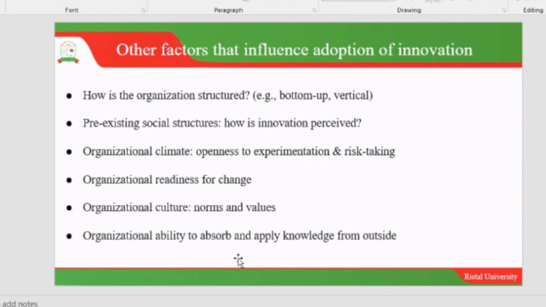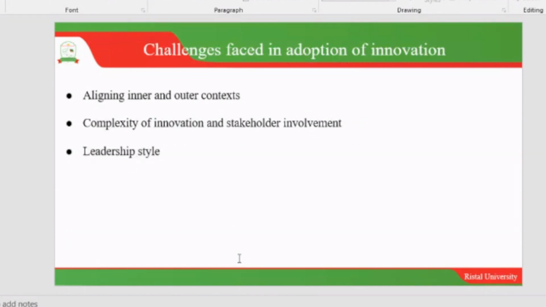We have the norms and values, and then the ability to absorb and apply knowledge from outside. So sometimes the organization might be willing, but it doesn't have the required human resource to put in place this innovation. And that can mean that this disruptive innovation, or that innovation that you want to put into place, is not going to work, or is not going to be compatible in that organization.